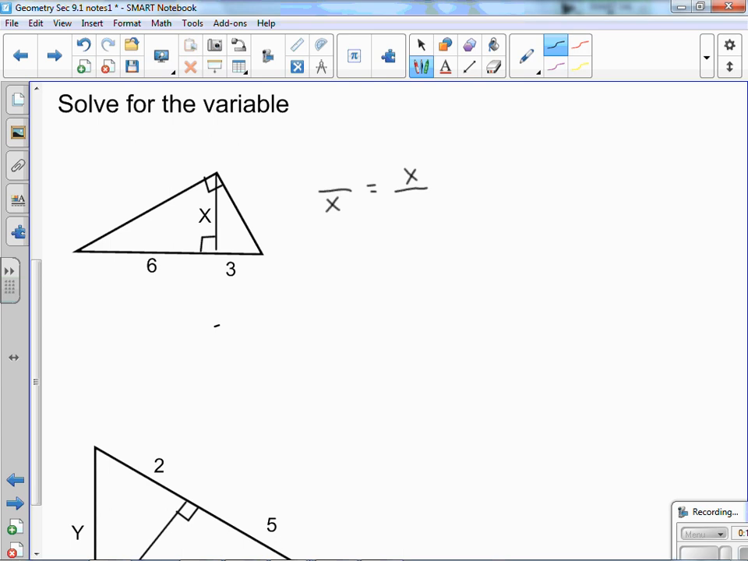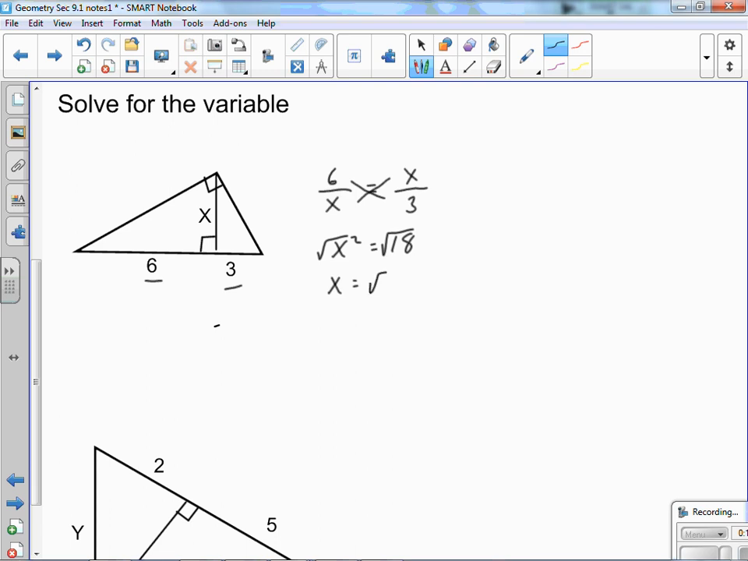All right. And then from there, I can put the two parts of the hypotenuse, 6 and 3, in the other two spots. So really, it doesn't matter which one goes in which spot, because when we cross multiply, we're multiplying those two together. All right, so if we cross multiply, it's going to give us x squared equals 18. And then take the square root of both sides.